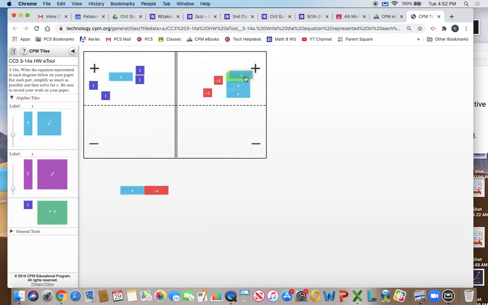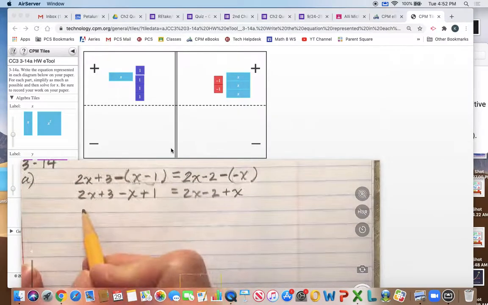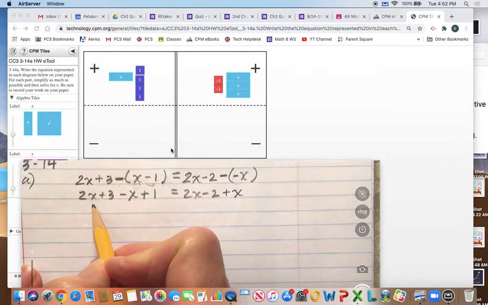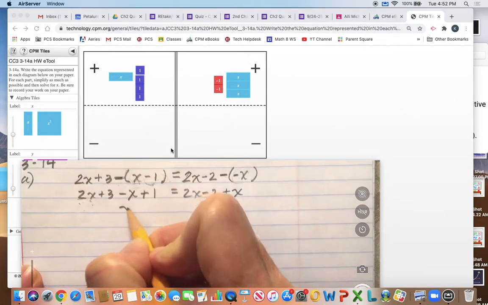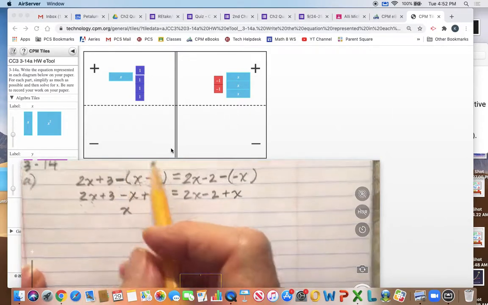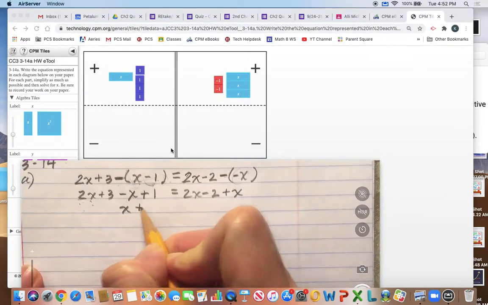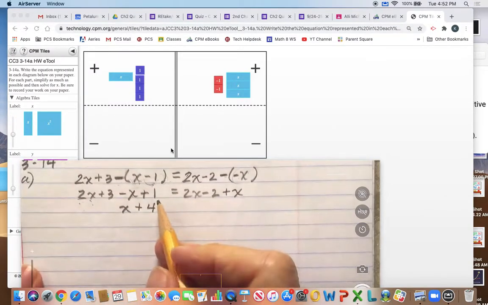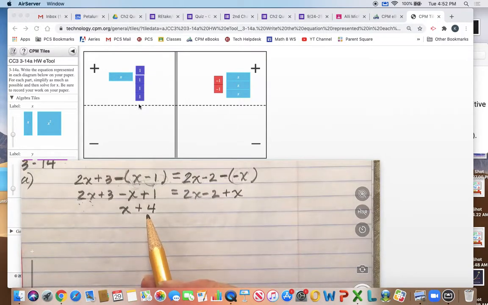And then here we can't really make any zeros, but we can straighten these all out and then count them up and combine like terms. So now we've got a negative x and a positive 2x. So we know that is just 1x now. And then we've got a 3 and a 1, and we know those are just 4 positive 1 tiles. And as you can see up above, this matches up with what we've done with the equation.